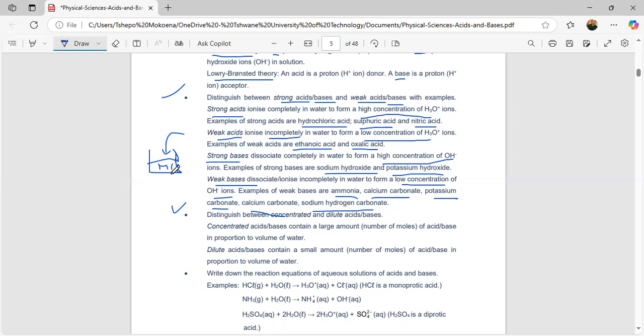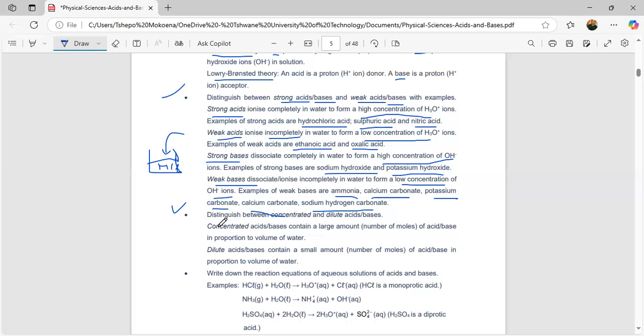HCl as a strong acid will remain as a strong acid. The only thing that will change is the concentration. So a strong acid remains a strong acid whether you add more water or less water, by diluting or concentrating it. It will remain the same. The only thing that is going to be affected is the concentration.